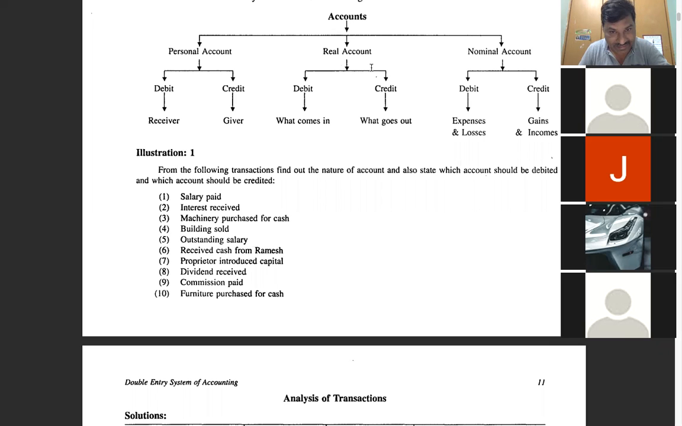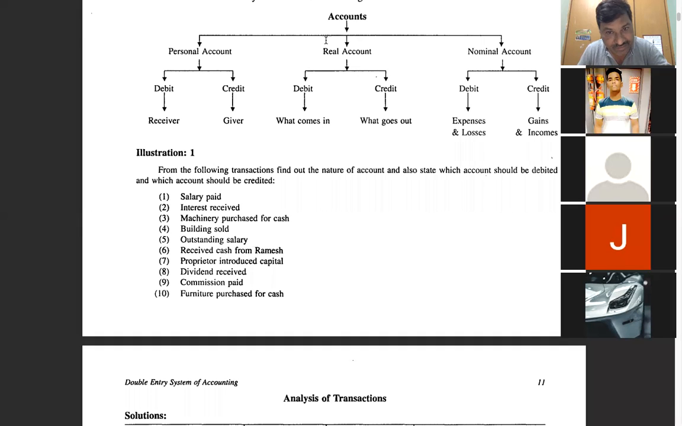Cash is an asset. An asset related account is a real account. Can you see my cursor? Yes, sir. So what is happening to that real account, to that cash? It is going out. When it is going out, it has to be credited.